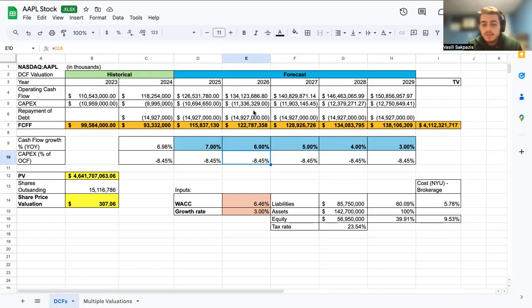And lastly, the repayment of debt here, you guys will see is stagnant, the same. And that's because we don't know what management's going to do. You don't know if they're going to pay off more debt or less debt. So you keep it steady, consistent with what's been going on.